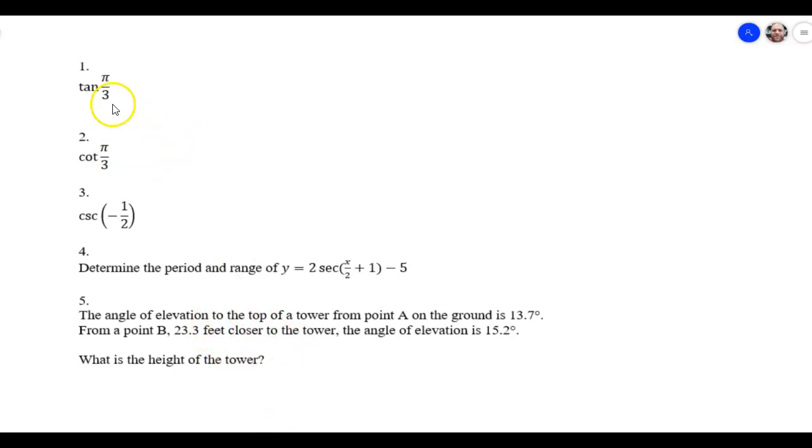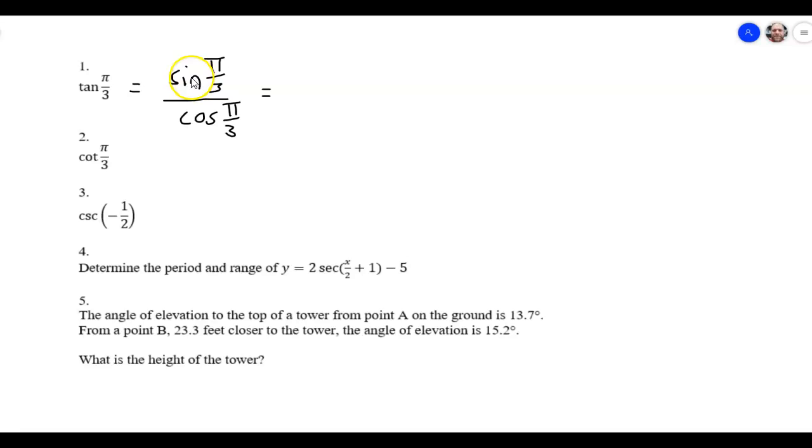So the first one says, what is the tangent of pi over 3? Well, if we remember, the tangent is defined as sine over cosine, so I can look at the sine of pi over 3 over the cosine of pi over 3, and this is going to be equal to, well, I need to know what these two are.